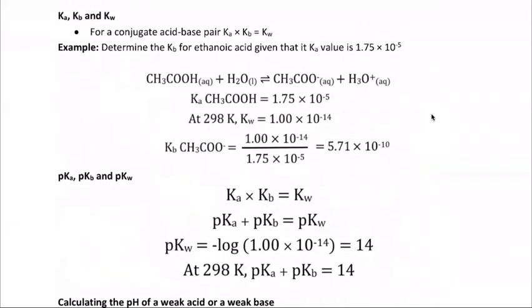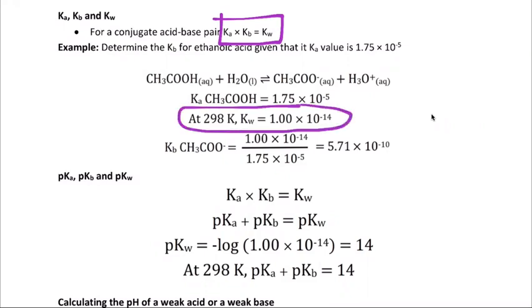All right, so now we're going to get into calculations. So this one, we have Ka, Kb, and Kw. It says for a conjugate acid-base pair, we talked about that when you multiply them, they're going to equal Kw. And Kw, remember, as long as we're at 298 Kelvin, which we usually are, Kw always equals 1 times 10 to the negative 14. So what ends up happening is if they give you Ka and they want you to solve for Kb, you can use this equation.